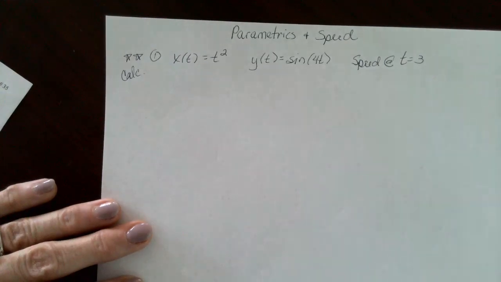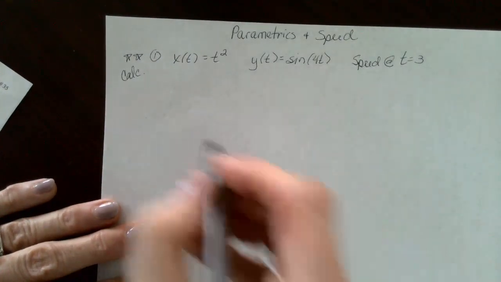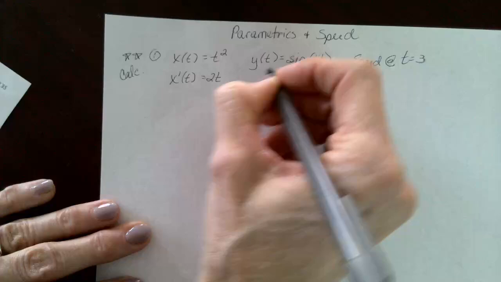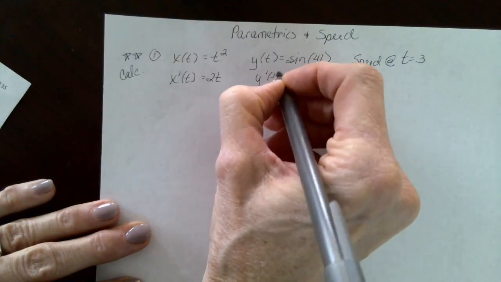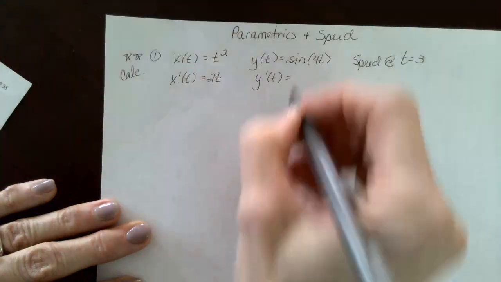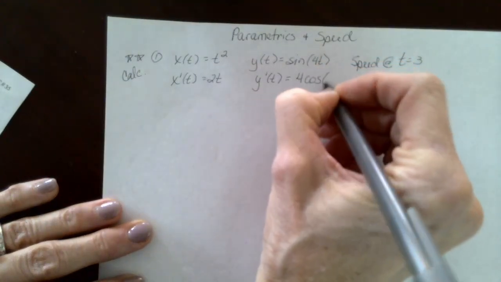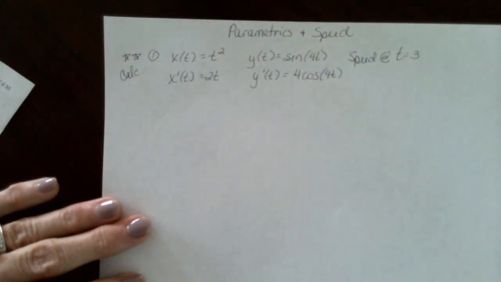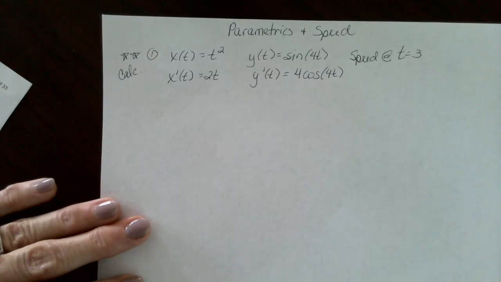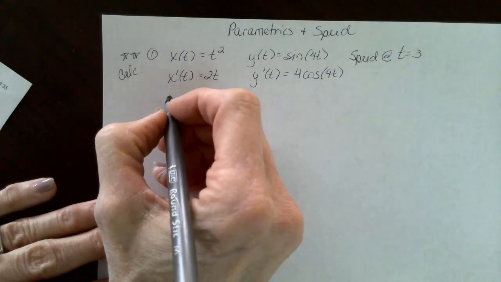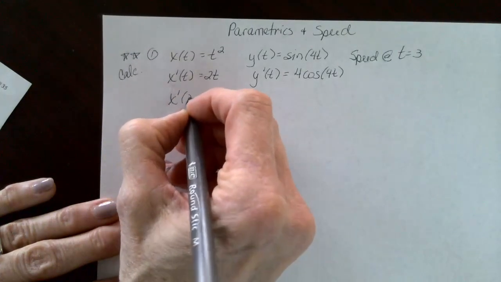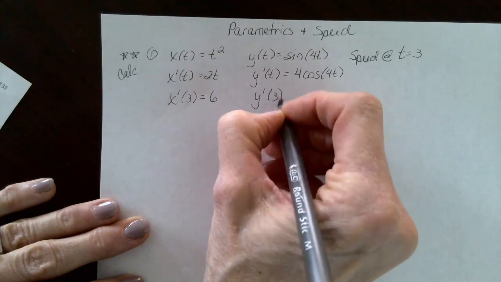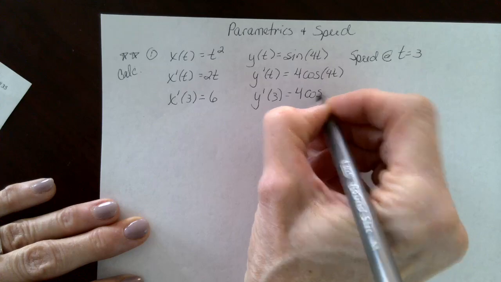So we're going to use our square root of, but we need to get x prime and y prime. So let's figure out what x prime is. What's x prime? 2t. Awesome. And y prime? What's y prime? Yep, 4 cosine 4t. All right, well, we want the speed at time t equals 3, right? So then I want x prime at 3. What's that? 6. And then y prime at 3 is going to be 4 cosine of 12.